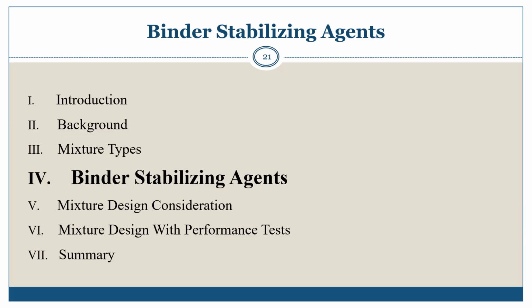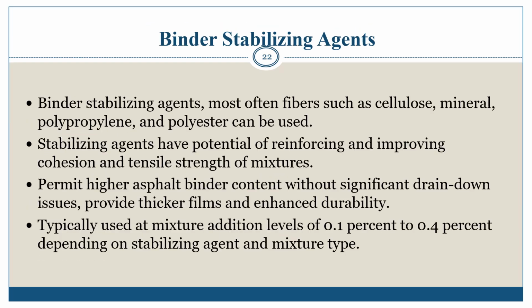Now a brief comment on binder stabilizing agents. Binder stabilizing agents are most often fibers such as cellulose, mineral fibers, polypropylene fibers, or polyester. The stabilizing agents have potential of reinforcing and improving cohesion and the tensile strength of the mixture. They permit higher asphalt binder content without significant drain down issues, provide thicker films, and enhance durability. Typically used in mixture addition levels of about 0.1 to 0.4%, depending on stabilizing agent and mixture type.